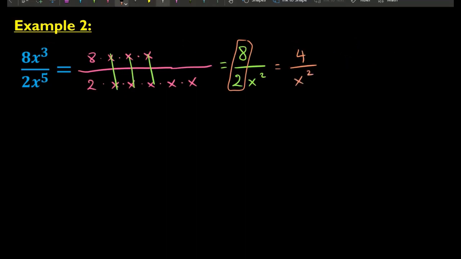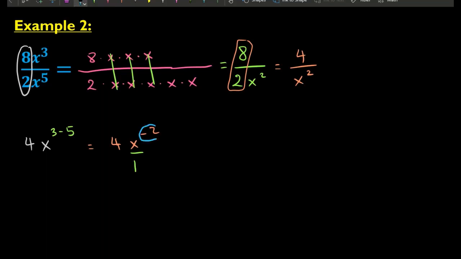Okay, now if we go the short way, we use the quotient rule. 8 divided by 2 is 4. X to the third power minus 5 will give us 4x to the negative 2. Okay, then since it's a negative exponent, we put 1 under. We don't put 1 underneath the 4 because this power just applies to x.